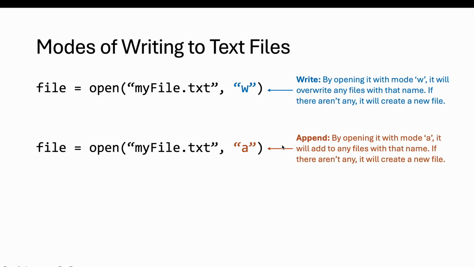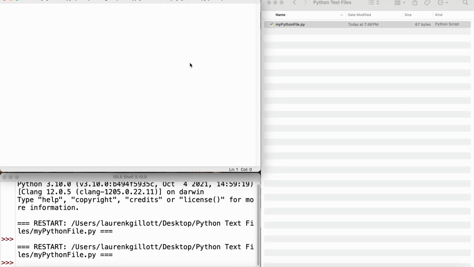And I should say with the A, even if you open it in mode A, your next line will still be file.write. You never, ever, ever do file.append. So both of these would be followed by file.write, and they just open it in different modes. Great, so let's look at some examples of doing this live.